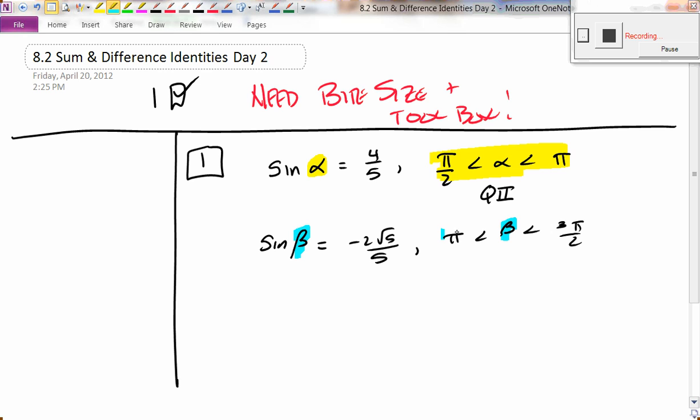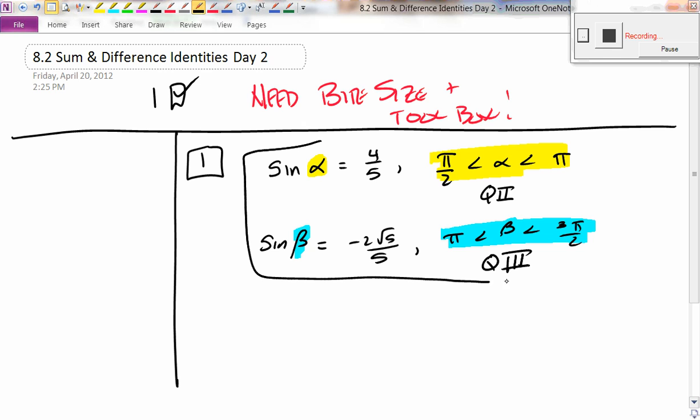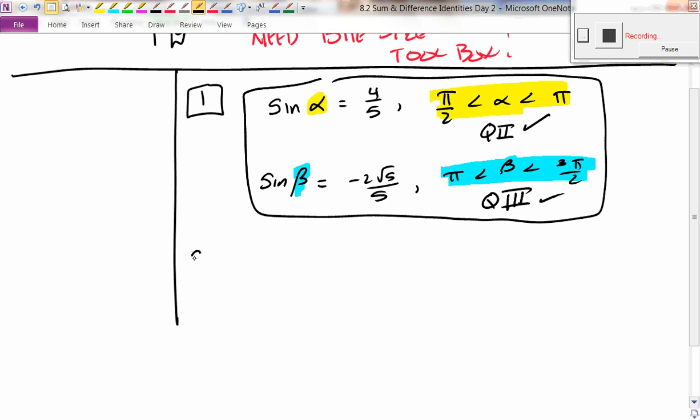Okay, so where is angle beta located? What quadrant is it in? Quadrant 3, yes, very good. So this is the information that they're going to be giving to you. They're not going to tell you what quadrant it is. You have to figure that part out. And then they're going to ask you a lot of questions. There's an A part, a B part, a C part, and they're giving you all the setup. This is all the setup.